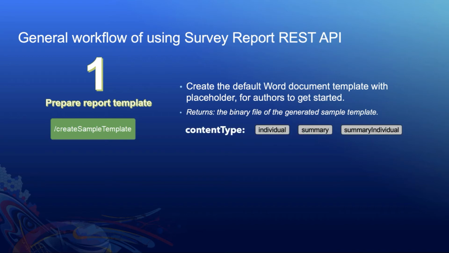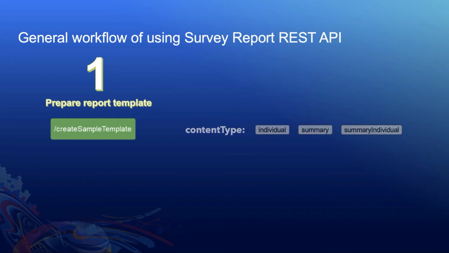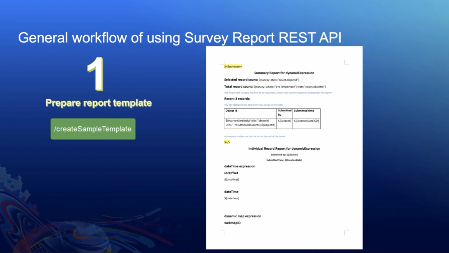The template would either include individual section, summary section, or both of them. The template content depends on the content type parameters you set. If you have no idea about the summary section and individual section, you can open a sample template and have a look. The content surrounded by summary tag is the summary section. It will only appear once in the generated report.